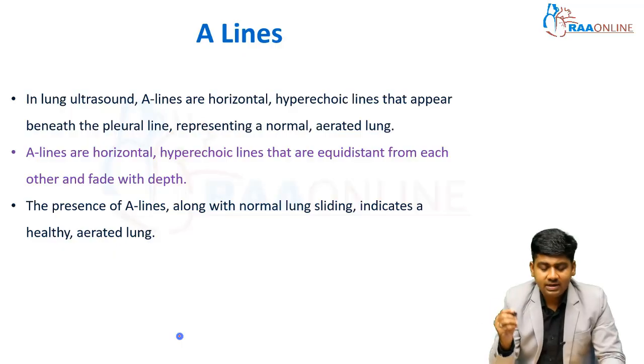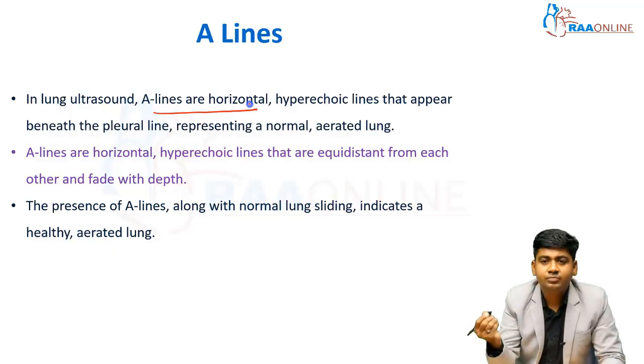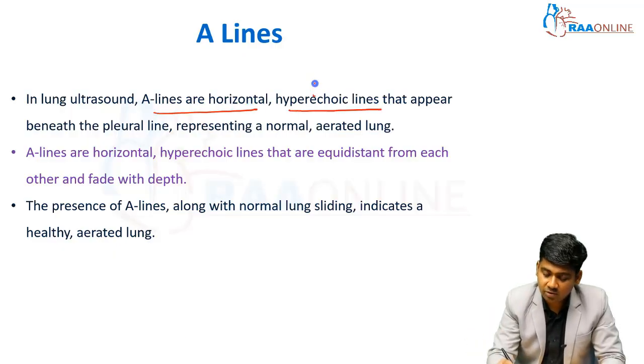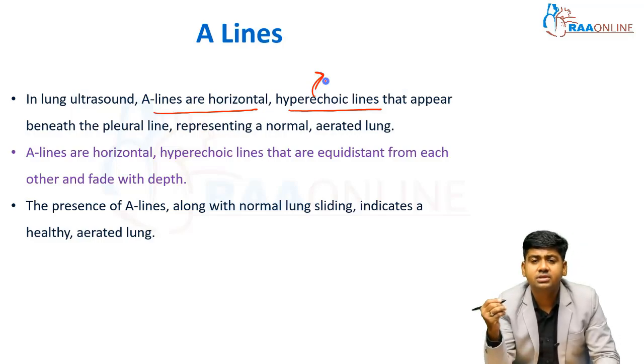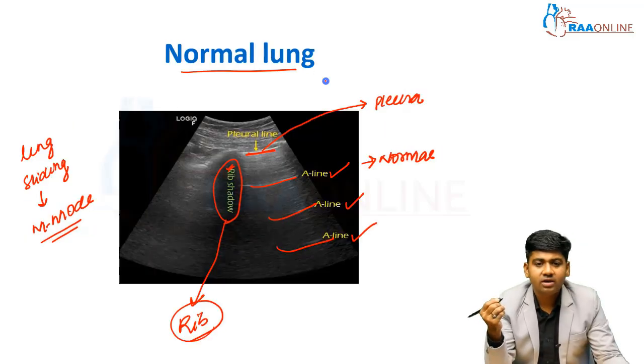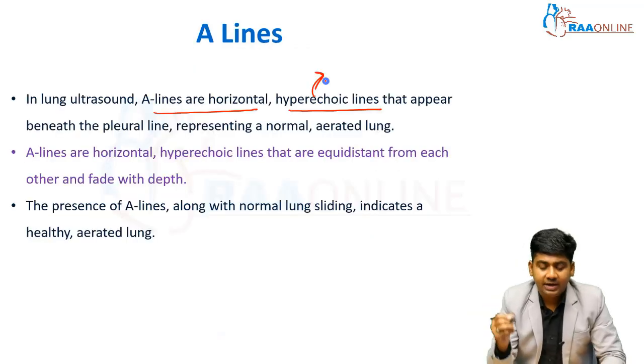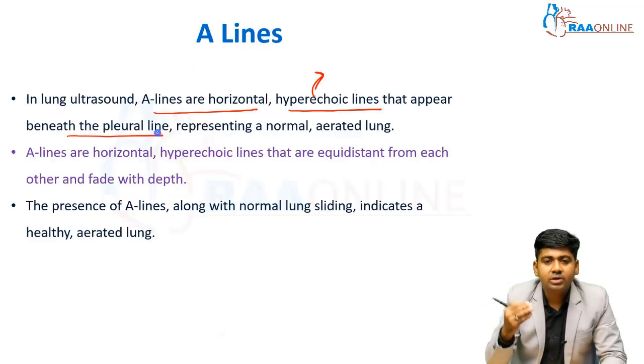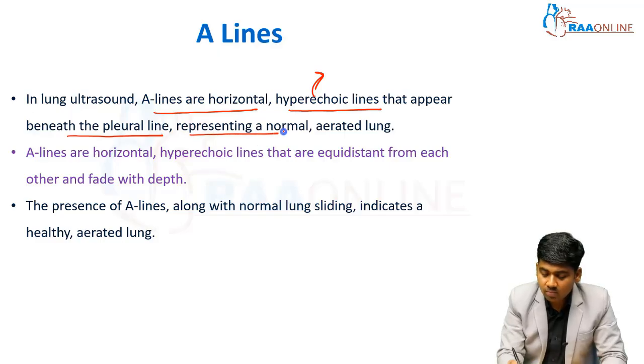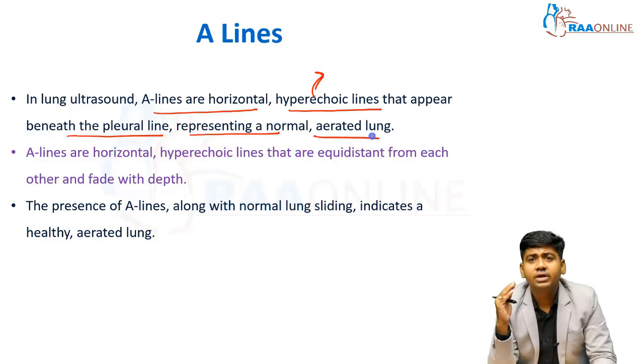So what is A line? A lines are horizontal hyperechoic lines. Those which are brighter images are known as hyperechoic. These black images are anechoic. That appears beneath the pleural line. They are just below the pleural line, representing a normal aerated lung. So whenever you are getting A lines, there is no lung pathology. It represents a normal aerated lung, and it is just below the pleura. They are horizontal, and there are 3 to 4 A lines we can get in a single lung ultrasound image.